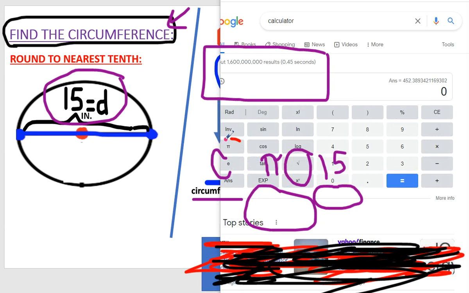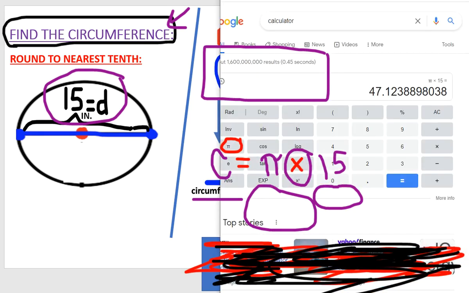Most cell phones have it if you turn the phone sideways. And you basically are just going to do what it says. This was a times here. So this says C is equal to pi times 15. So I'm just going to click on my calculator and let me get out of this pen. So pi times 15. Okay, this is our answer.